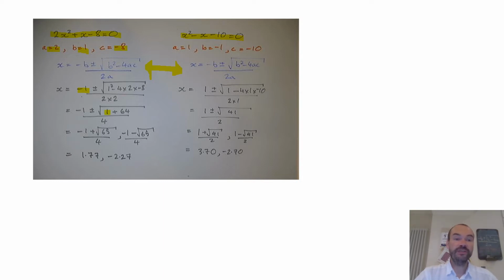4ac is 4 times 2 times minus 8. 4 times 2 times minus 8 is minus 64. But because of the minus here, it's minus that, so plus 64, and you get that as an expression. And you get that when you separate the plus and minus. Type those into your calculator and check whether you get that number, and that number.